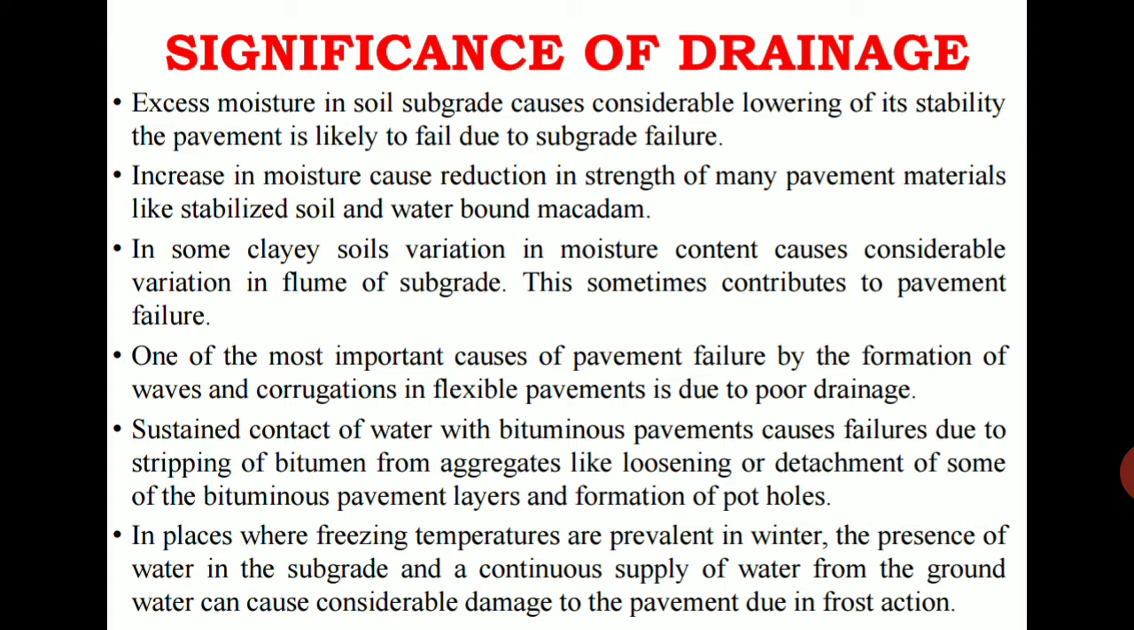So even in places with maximum temperature variations, you can take the example of Delhi. Even in the winter season you can see low temperatures there, and in the summer season you can check the maximum temperature there. At that time, the presence of water in the subgrade and a continuous supply of water from the groundwater causes certain damage to the pavement, because of frost action in that place, right?